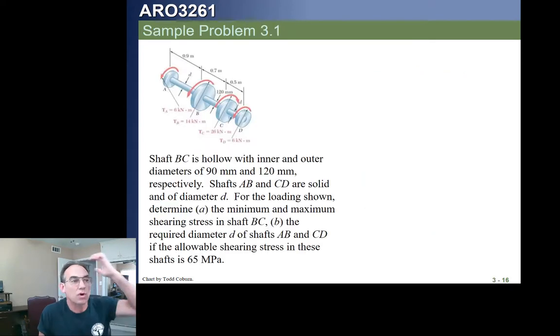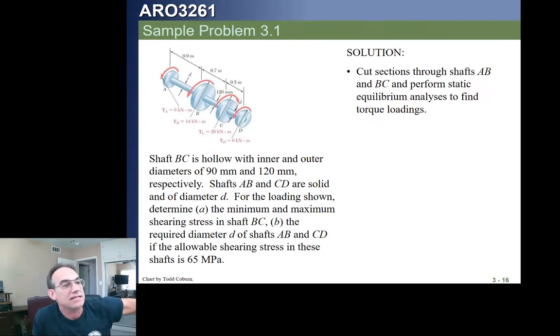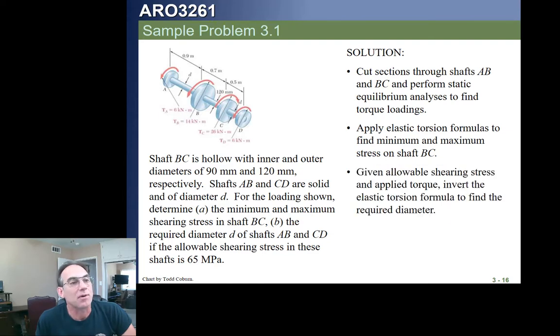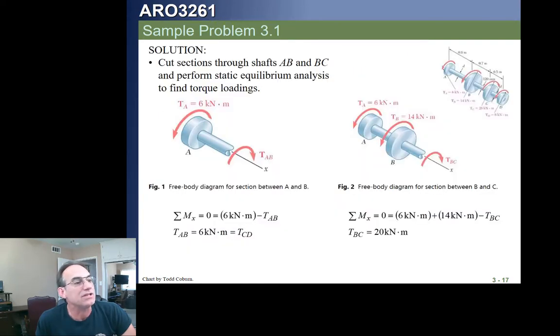Now that we know what our torques are, we can actually analyze the thing. If we have different things going on, it looks like BC is hollow with those diameters. A, B, and CD are solid of diameter D. This is just a tricky question. We want the minimum max shearing stresses in BC and the required diameter of A, B, and CD if this allowable is valid. This is our basic approach here, and this is how we solve it.